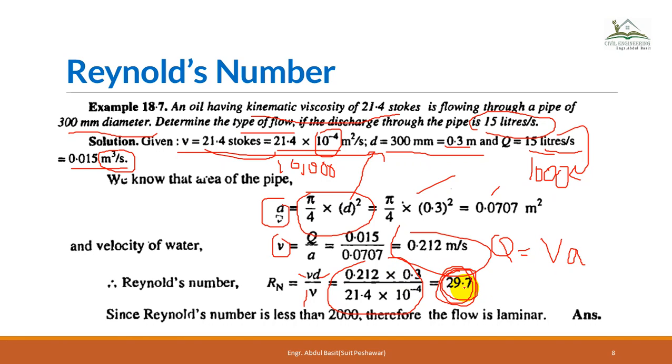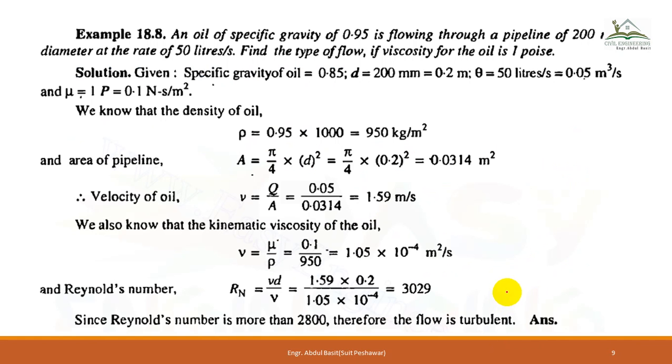This is the Reynold number. As this Reynold number is less than 2000, the type of flow is laminar flow. Let me move on to the second example.